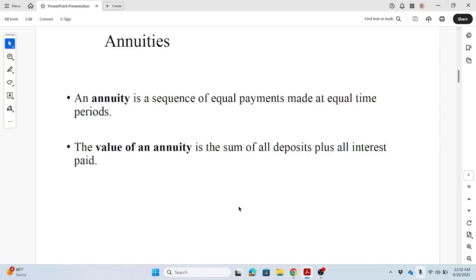An annuity is a sequence of equal payments made at equal time periods. For example, if you buy a house, then you pay monthly for a certain amount of time. That is an annuity. The value of an annuity is the sum of all deposits plus all interest paid. For example, you buy a house for 450,000 and make a payment every single month. At the end of that mortgage, let's say a 30 year plan, whatever money you have paid by the end of those 30 years is called the value of an annuity.